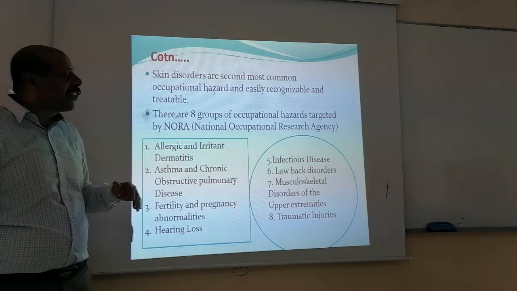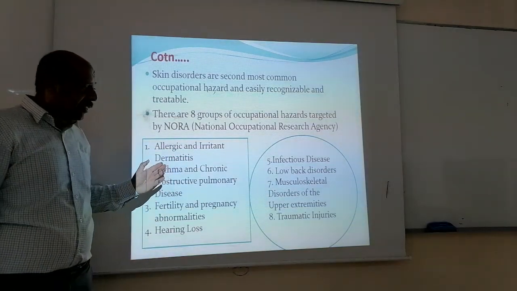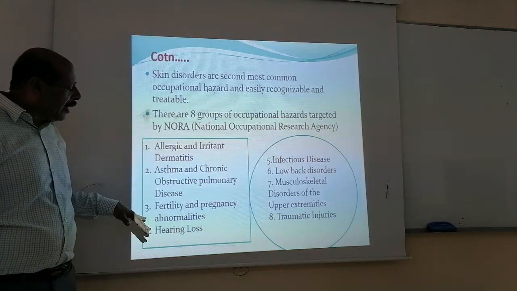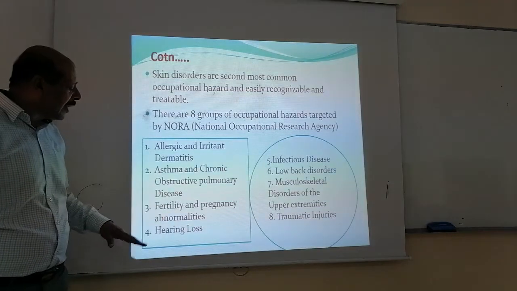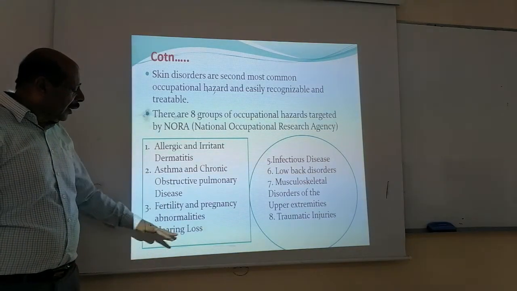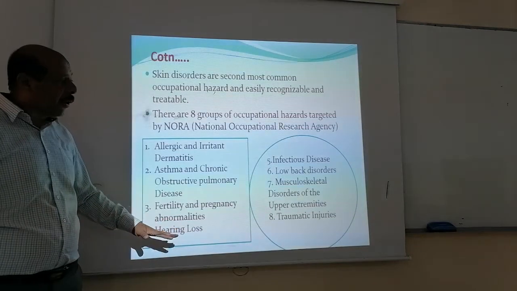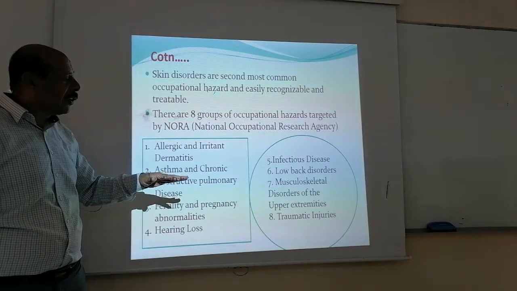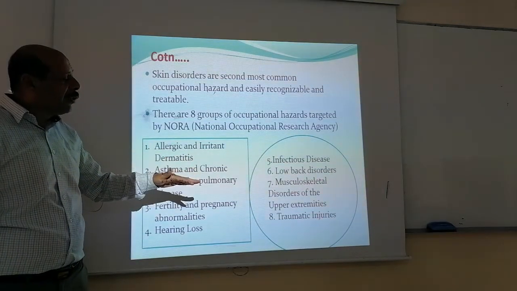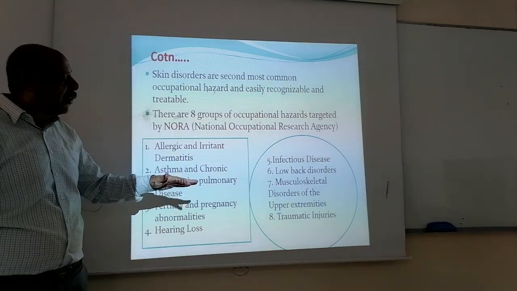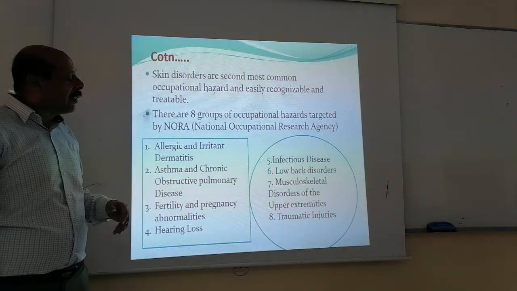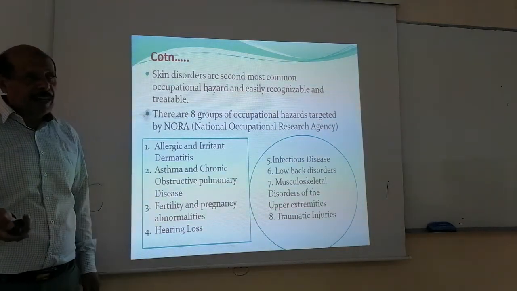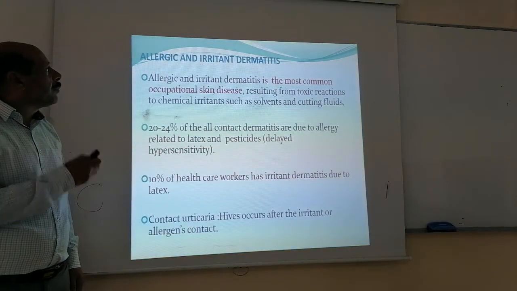There are eight groups of occupational hazard identified by the National Occupational Research Agency. The first one is allergic and irritant dermatitis. Then asthma and chronic obstructive pulmonary disease. The third is fertility and pregnancy abnormality. The fourth is hearing loss. The fifth is infectious disease. The sixth is low back disorder, low back pain. The seventh is musculoskeletal disorder of the upper extremities. The eighth is traumatic injury. So those are the major hazards in occupational therapy.